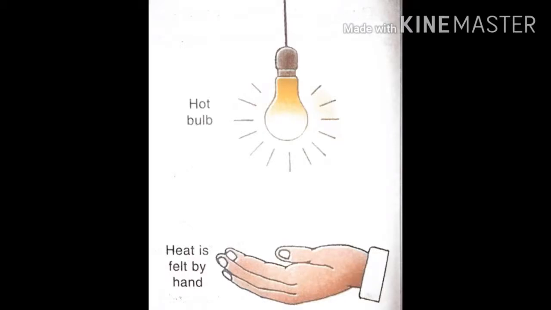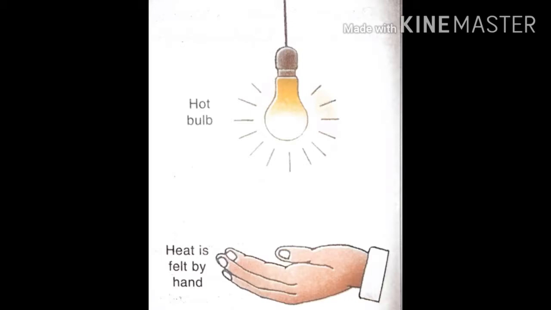See this picture. When we switch on an electric bulb, it becomes hot and gives out heat and light. If we keep our hand a short distance below the glowing bulb, we can feel its heat on the hand. This means that the hot glowing bulb transfers some of its heat to our hand below it.